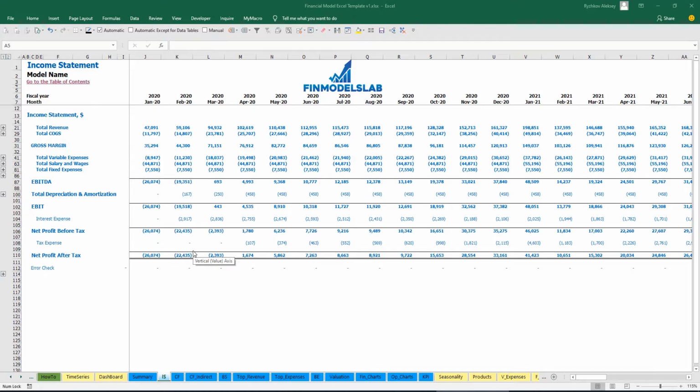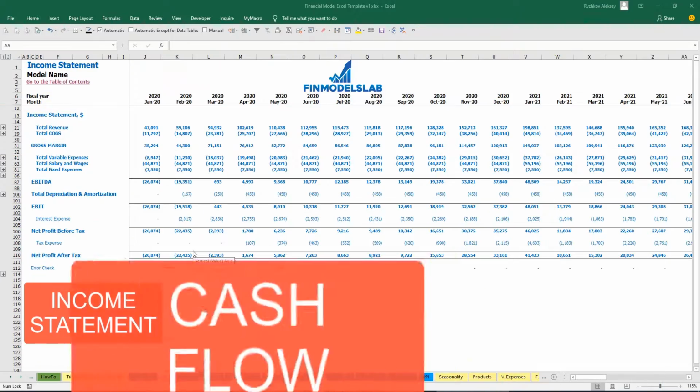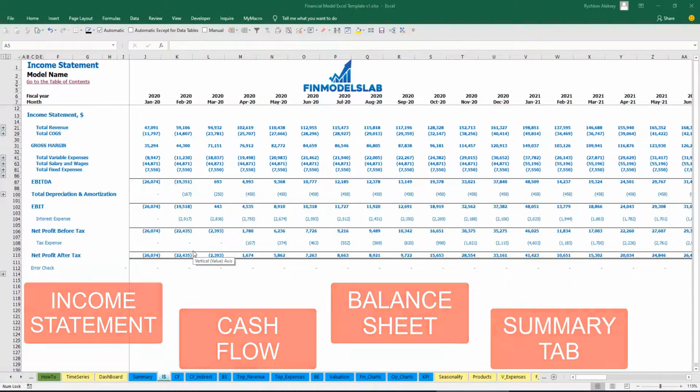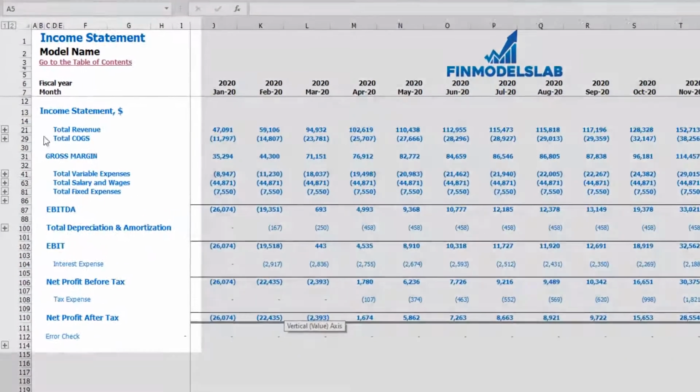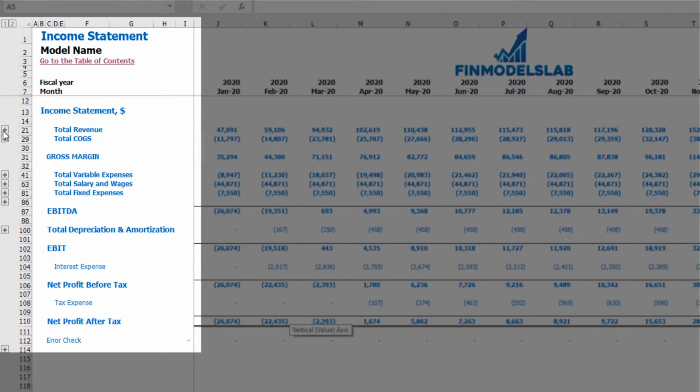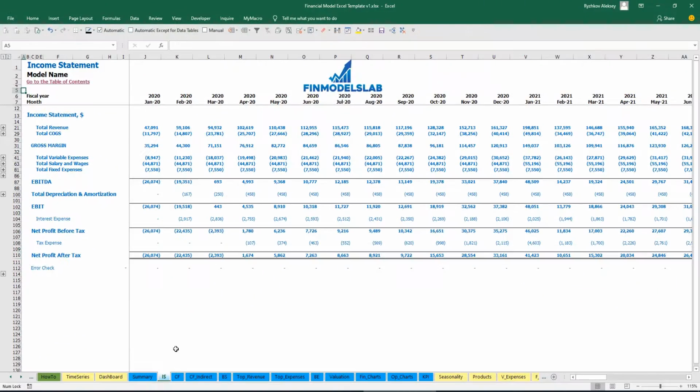The first part of reporting section consists of income statement, cash flow, balance sheet, and the summary tab. Let's start from income statement. So on the income statement you may find total revenue broken down by products, COGS broken down by products, gross margin, variable expenses, salaries and wages, fixed expenses, EBITDA, depreciation and amortization, EBIT, interest expense, net profit before tax, tax expense, and as a summary, net profit after tax.